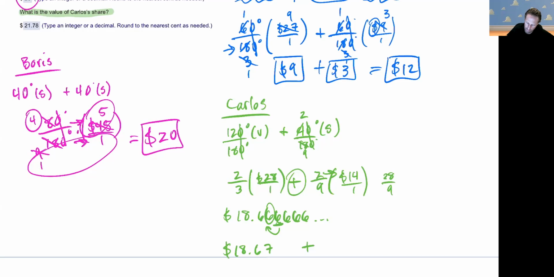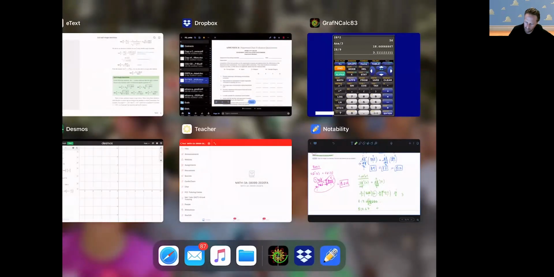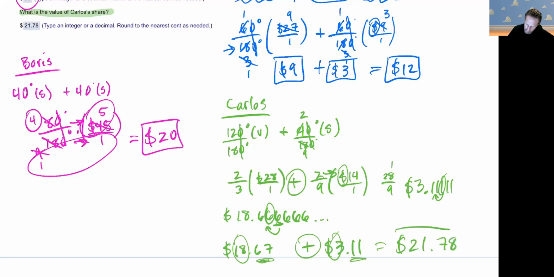Plus 2/9 of 14, I can just multiply that and do 28 divided by 9, which I know 9 goes into that 3 times, but that would be 27, so I'd have 1/9 left over. So again, multiplying that out, 28 divided by 9, you get 3.11111 if you don't know what 1/9 is equivalent to. And if I'm going to take that dollar amount, obviously we're going to round to $3.11. And so don't forget to add those. And the 18 plus 3 is equal to $21. And then 67 cents plus 11 cents is 78 cents.